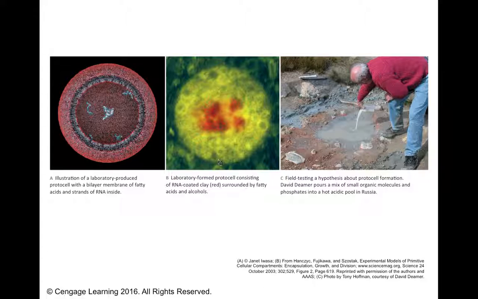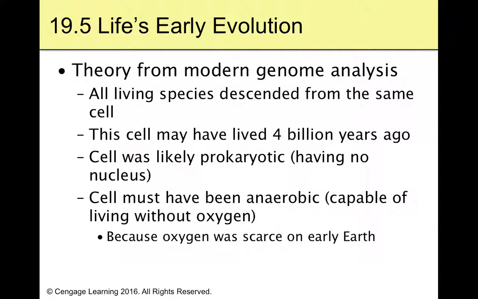And then this hypothesis is about protocell formation. Here we have this guy pouring his mixture of organic molecules, everything you need to make your cell, and phosphates into a hot pool in Russia to try to get a few, maybe we can get a few lipids around some other molecules if we pour it in a hot pool and get ourselves a little first cell built. So there's your ideas of how we can make that work.